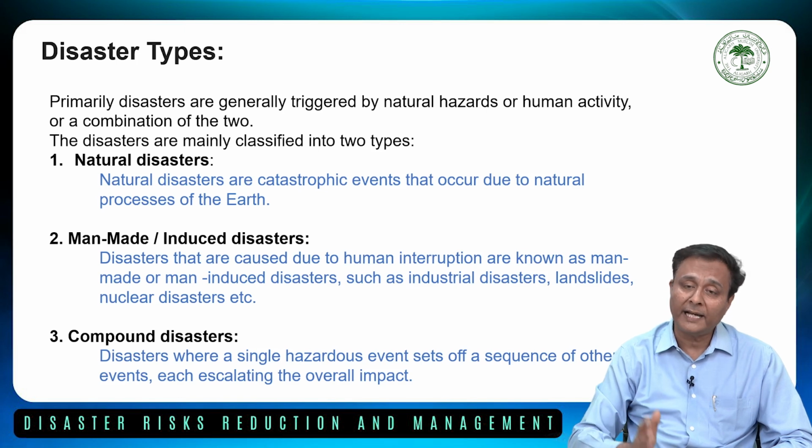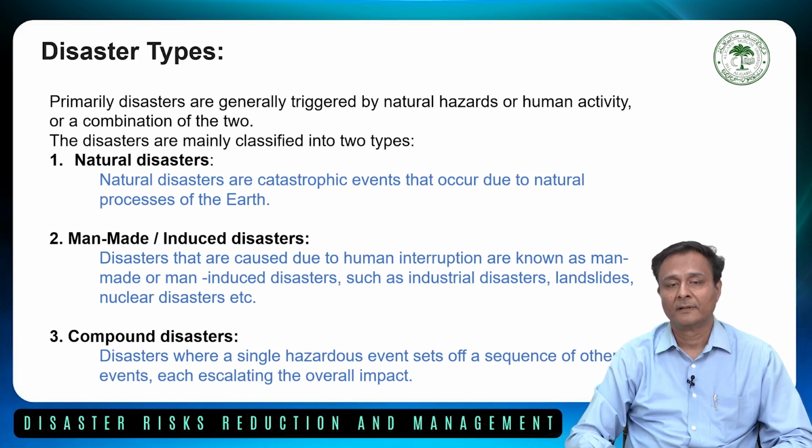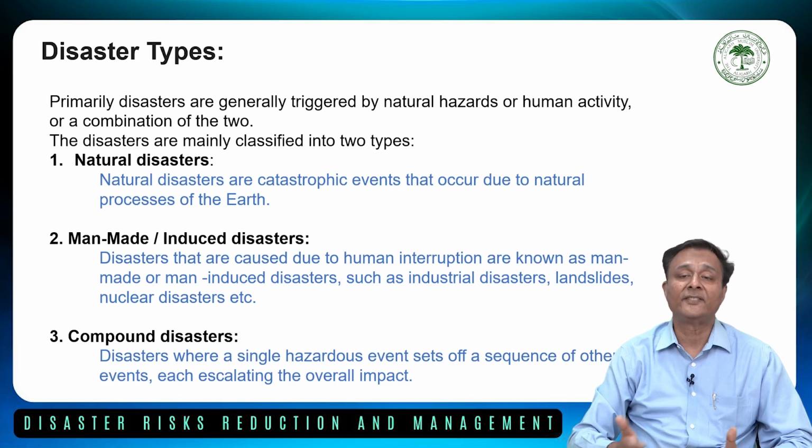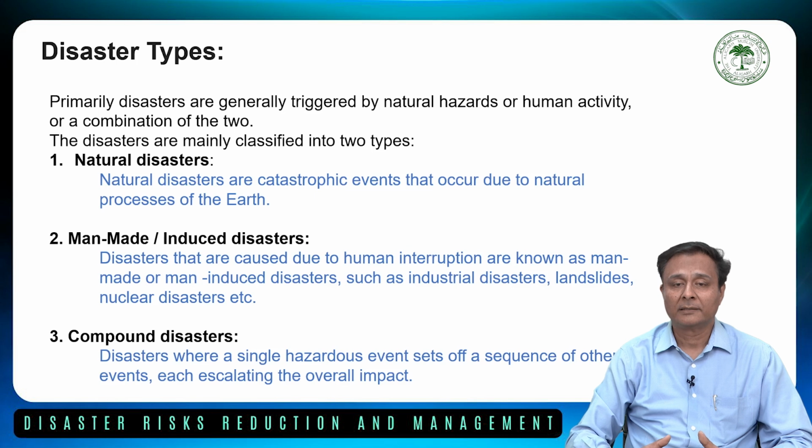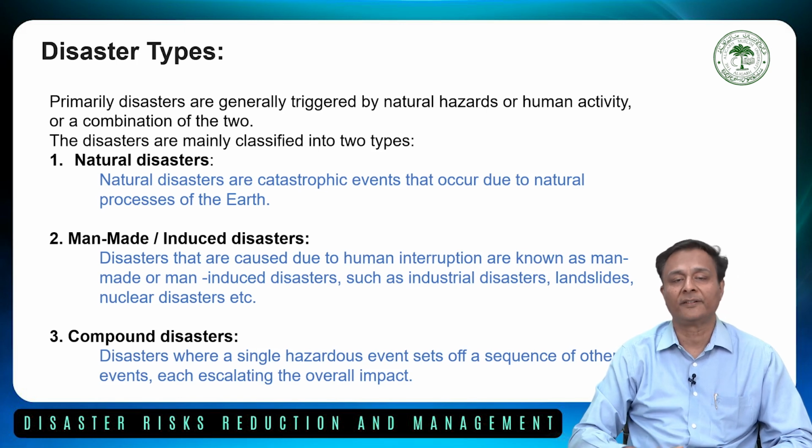It can also be unintentional actions. Some common examples of man-made disasters can be industrial accidents, wars, or even environmental pollution, which are the outcome of human activities, intense human activities, where we use, misuse, or pollute the resources.